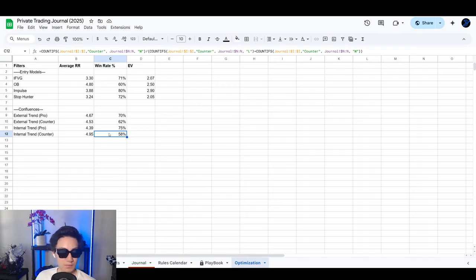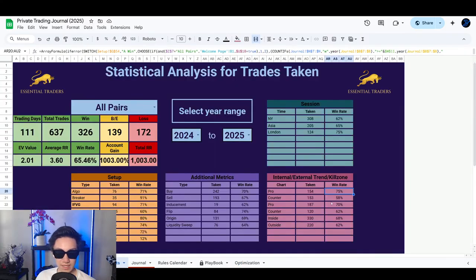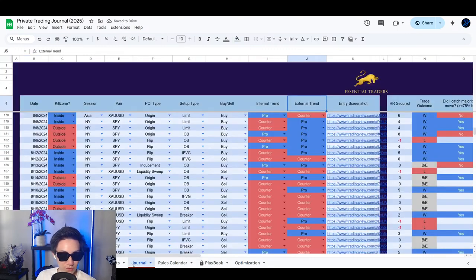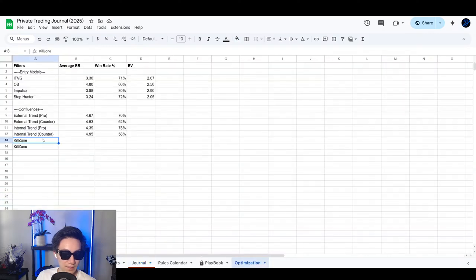All right, bet. So here are the stats here. It matches basically what I have here. And then of course, if we want to bring in the kill zones, we can just add that as a confluence here as well. If we go to the kill zone, the filter is inside and outside. So you do something like that.